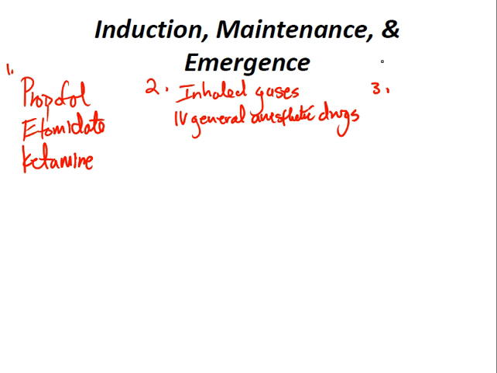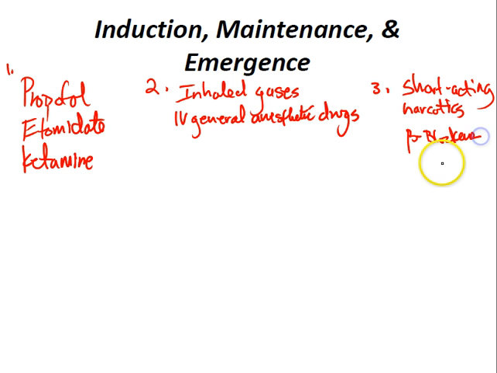Now, during emergence, there is excessive autonomic responsiveness. So you're going to see a lot of tachycardia, a lot of bronchospasm, and hypertension. So what do we control a lot of this with? Short-acting narcotics, beta blockers, and the favorite, lidocaine.